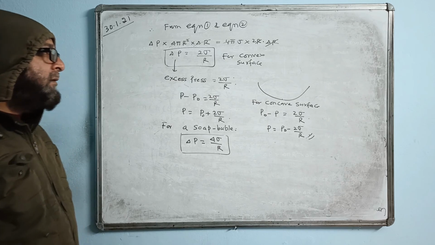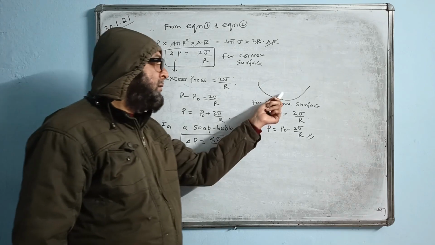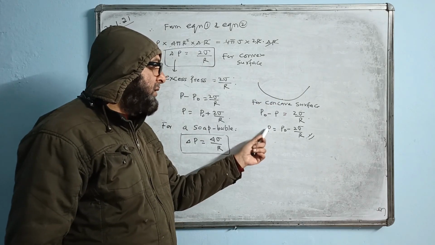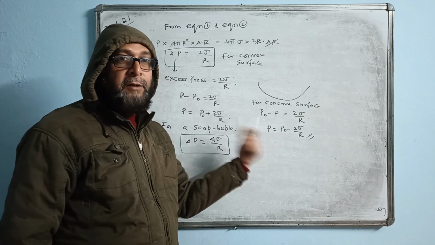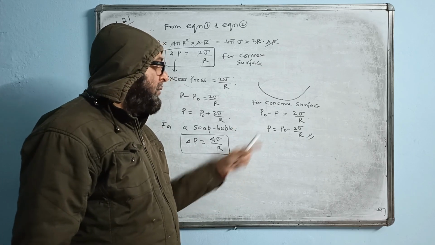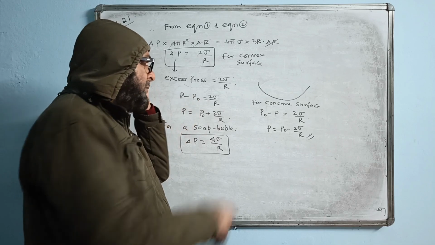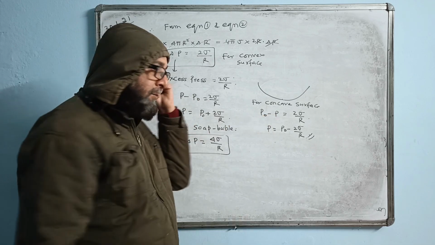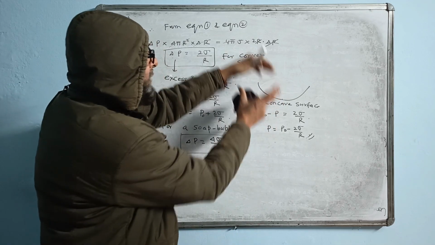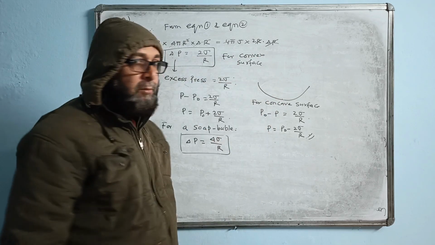If they ask you to find the pressure exerted by the liquid surface here, then you find this pressure, not the excess pressure, not the pressure difference. So that time P naught will be bigger. Just now P was bigger than P naught, but now P naught will be bigger than P, because this will be contracting like this and ultimately it will burst.